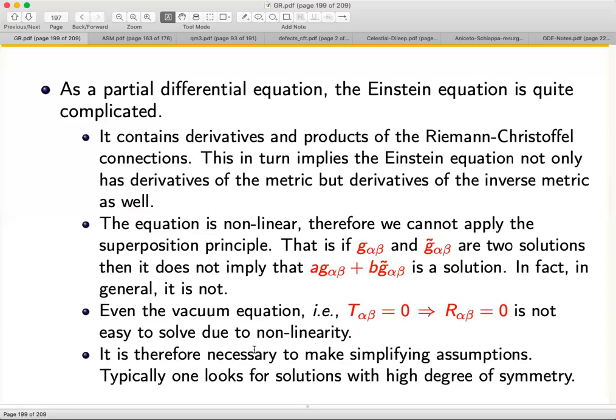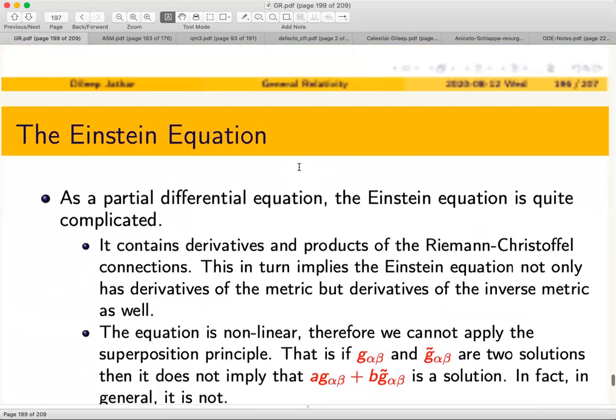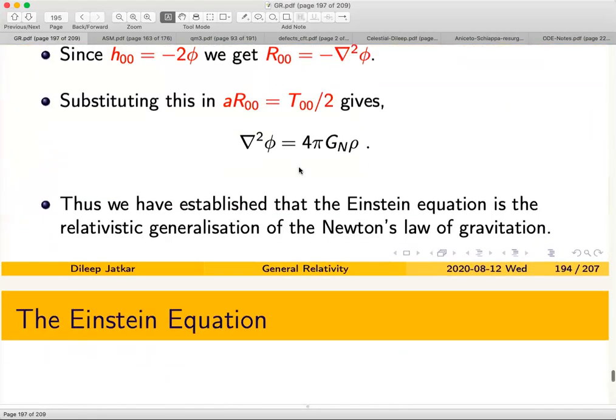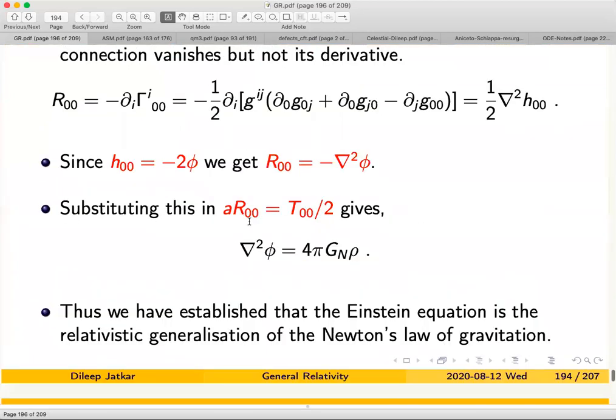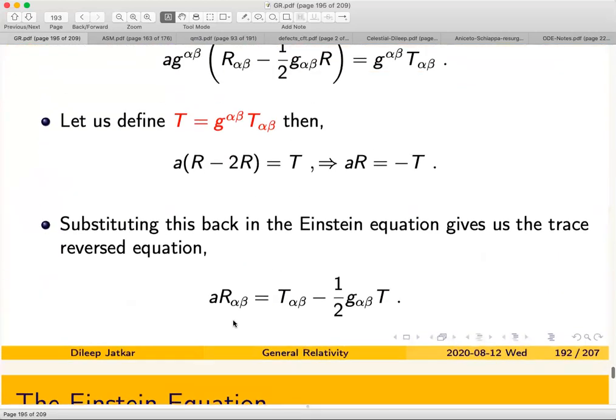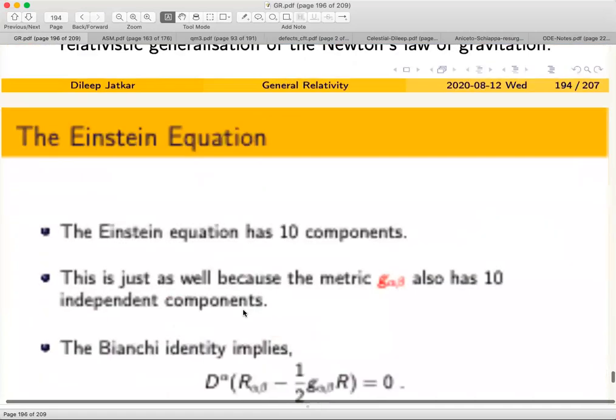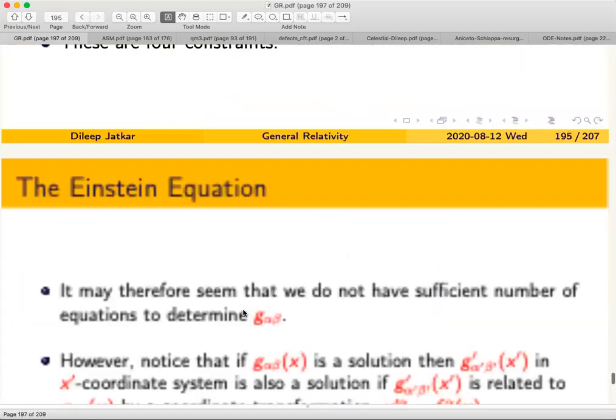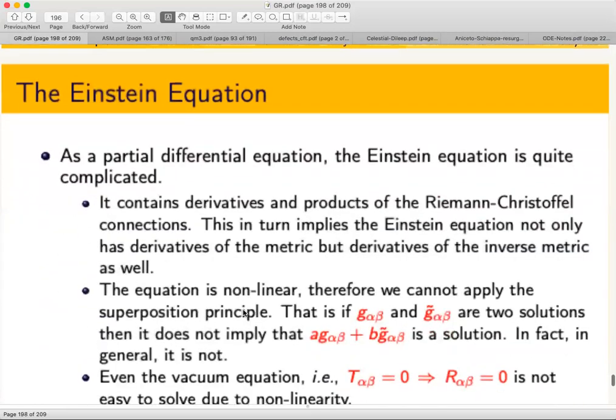Fine. Now you may say, let's try to simplify the system. Just set T alpha beta equals 0. If you set T alpha beta equals 0, then you can check in the trace reversed form that it would just mean R alpha beta is equal to 0. Here is the trace reversed equation, or maybe let me just go up. This is the trace reversed equation. If T alpha beta is 0, then of course T is 0, and therefore R alpha beta is 0 automatically. So that seems like a simpler equation. But it is actually not.